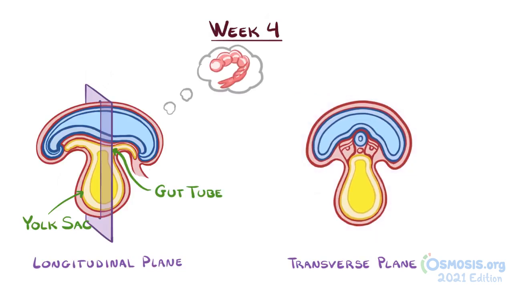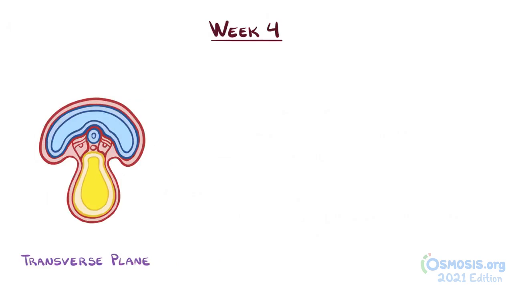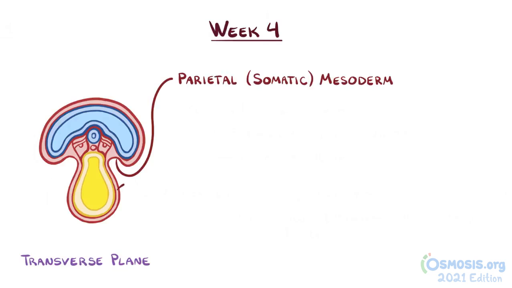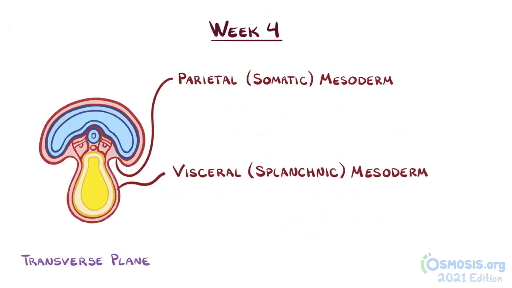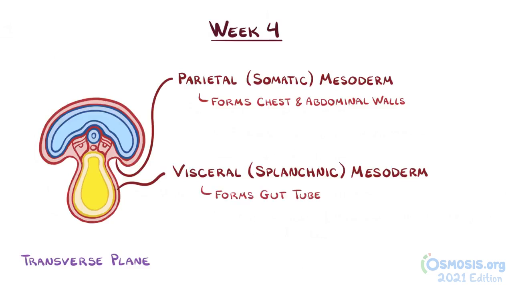In the transverse plane, the lateral plates of the mesoderm split into a dorsal layer called the parietal or somatic mesoderm layer, and a ventral layer called the visceral or splanchnic mesoderm layer. The parietal layer of mesoderm follows the ectoderm and forms the chest wall and abdominal body wall of the embryo. The visceral layer of mesoderm follows the endoderm and forms the gut tube.